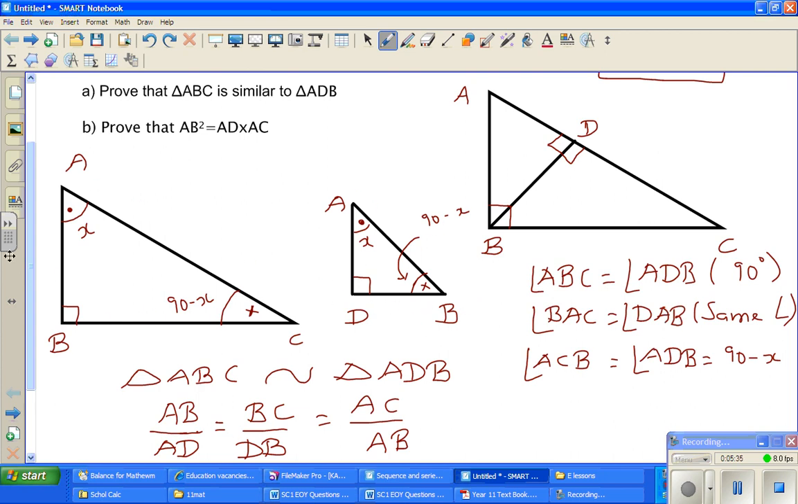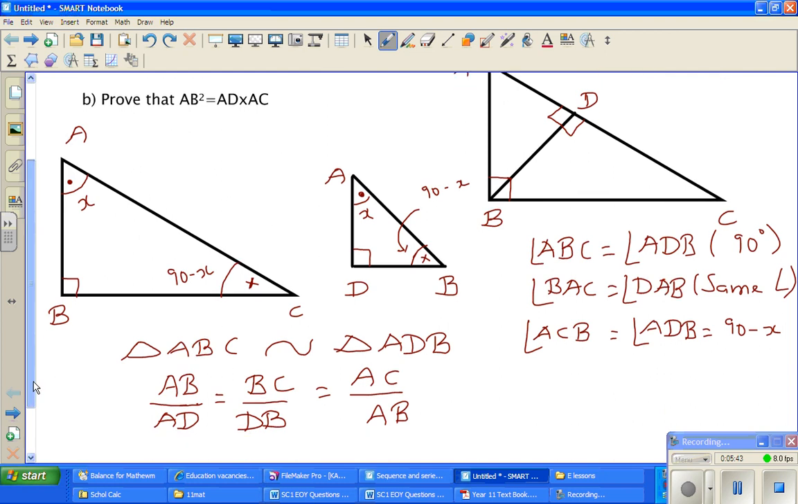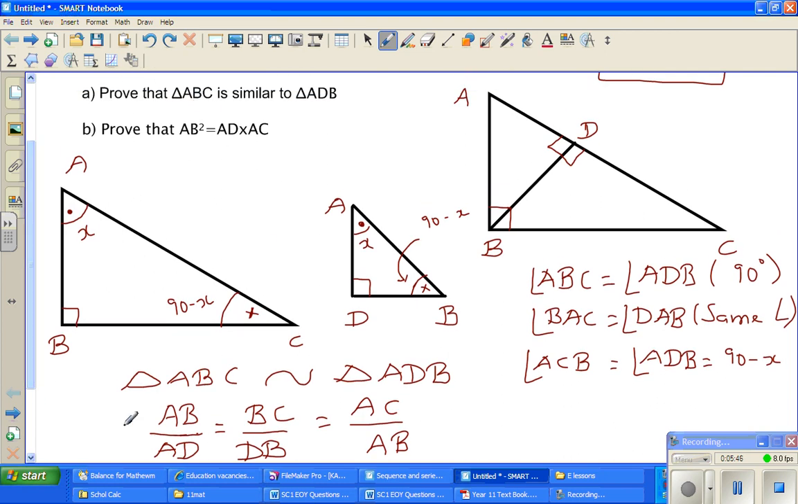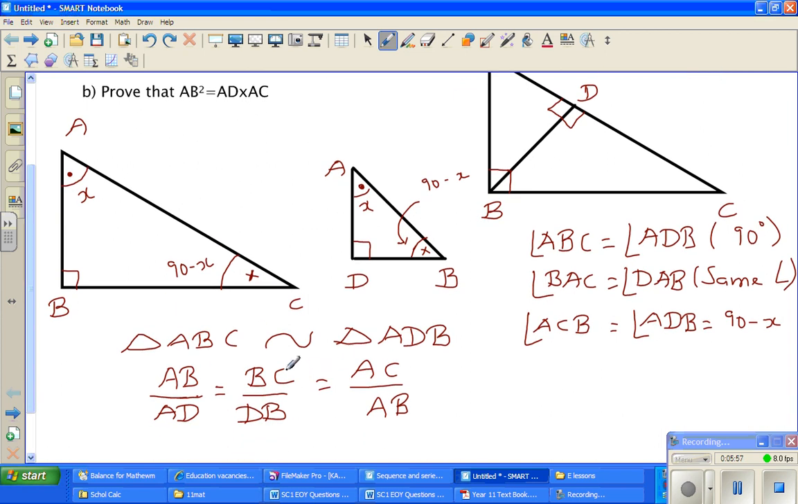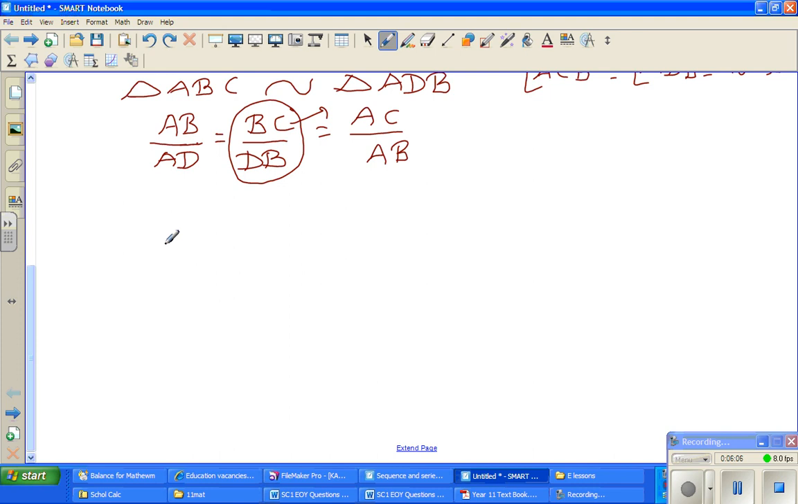Now what do we want? We want AB squared. The second result is AB squared. So which ratio should I take so that I get AB squared? You got three ratios. So if you want to get AB squared, you have to have AB in the numerator and the denominator. So if you look carefully, I can delete this in the next step. So this is something that I don't need. Okay, so I'm going to write this again. So can I write like this? AB over AD is equal to AC over AB.